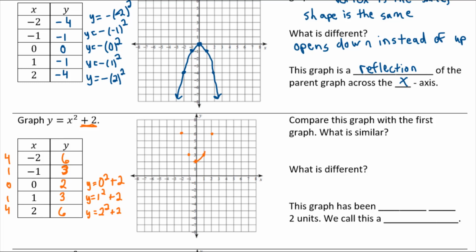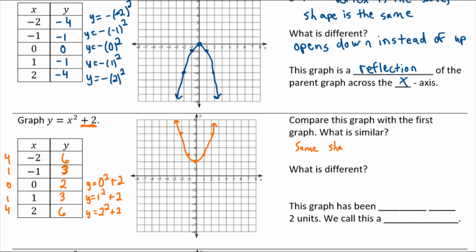So here is my parabola. That is a U-shaped graph. That's what a parabola is. So let's compare this graph. Again, we're comparing with the first graph. We're not going to keep comparing it to the one right before. We're going to keep going back to the first graph, which is our parent graph. So what's similar about them is they are still the same shape.